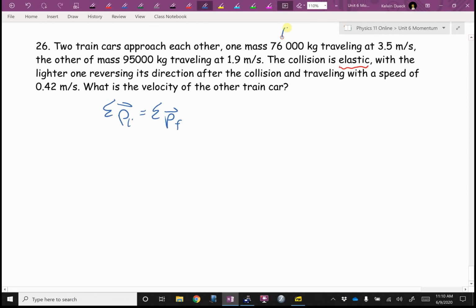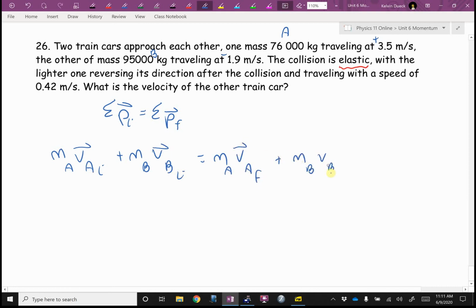I'll call this mass A. I'll call this positive. I'll call this mass B. I'll call this negative because they're head on. So before the collision, I have mass A, velocity A initial, mass B, velocity B initial. They collide. Afterwards, I have mass A, velocity A final, and mass B, velocity B final. They want me to find the velocity of the heavier car, that one there. So I think first I'll subtract this over. The left-hand side drops down like a domino.